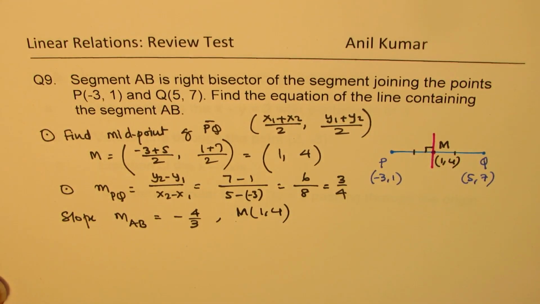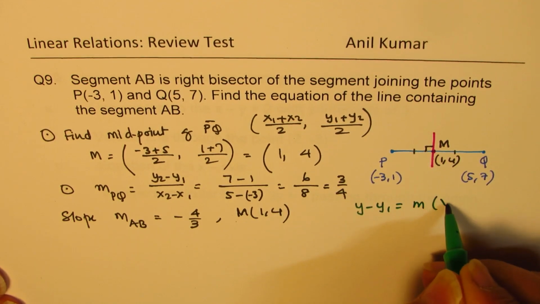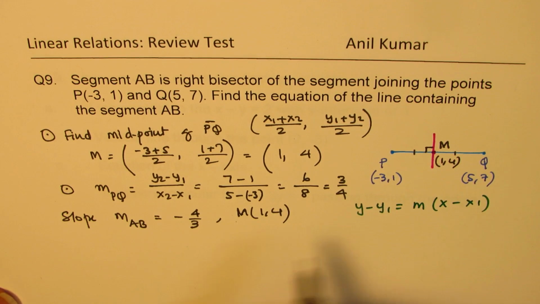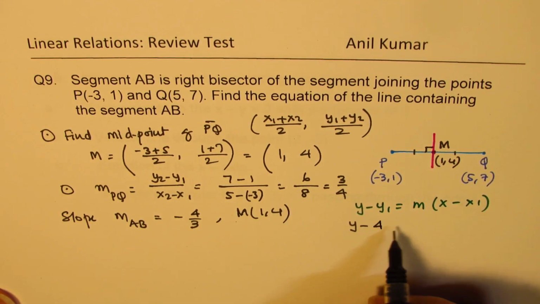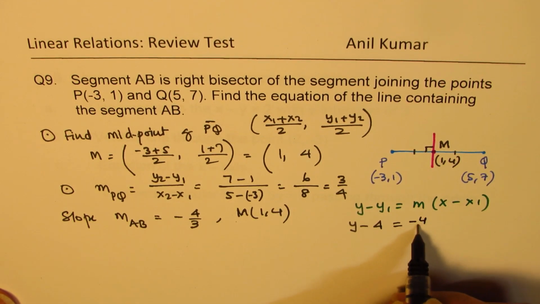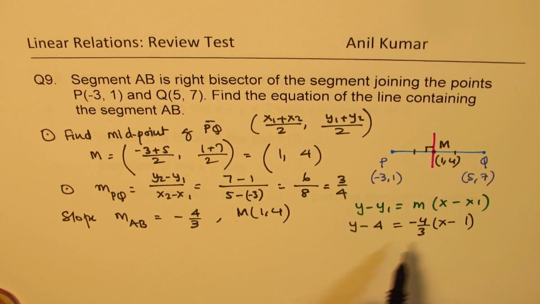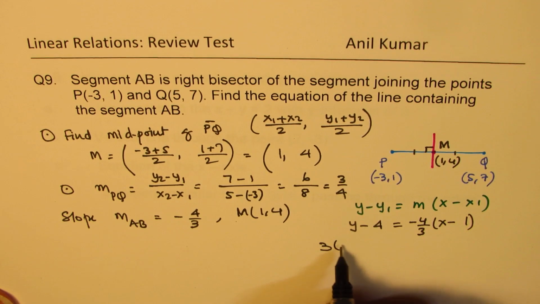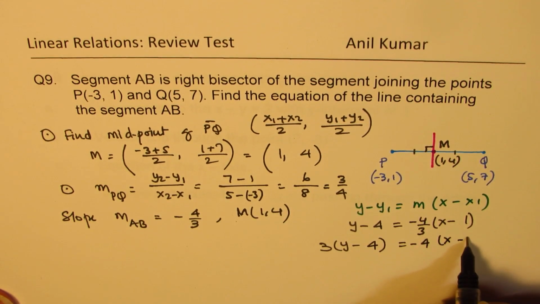Clear? So to find this equation, I'll use this form, which is y minus y1 equals m times x minus x1. Clear? So that's a different form. So y minus, the y coordinate is 4, equals the slope, negative 4 over 3, times x minus, the x value is 1. Clear? We can now cross multiply with 3. So we get 3 times (y minus 4) equals negative 4 times (x minus 1).